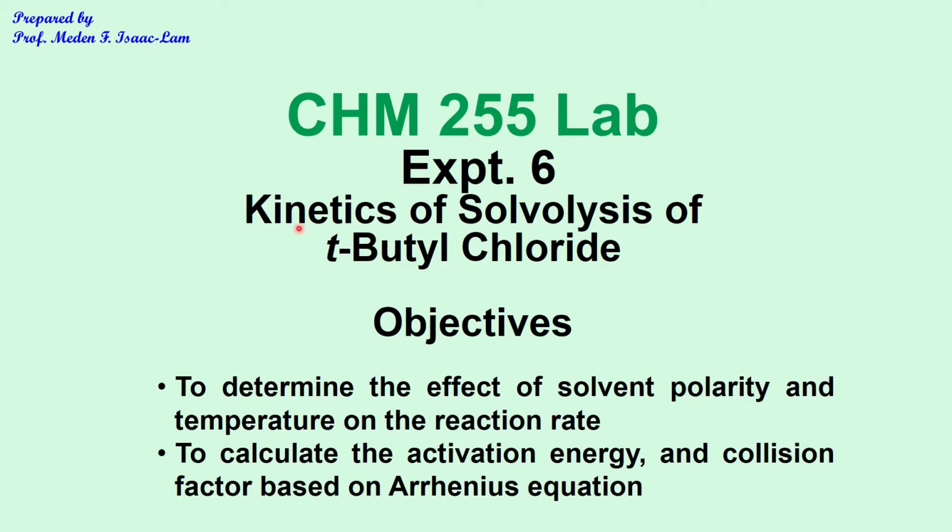Experiment 6 is about kinetics of solvolysis of tert-butyl chloride. Objectives of the experiment are to determine the effect of solvent polarity and temperature on the reaction rate. From that, we are going to calculate the activation energy and collision factor based on the Arrhenius equation.